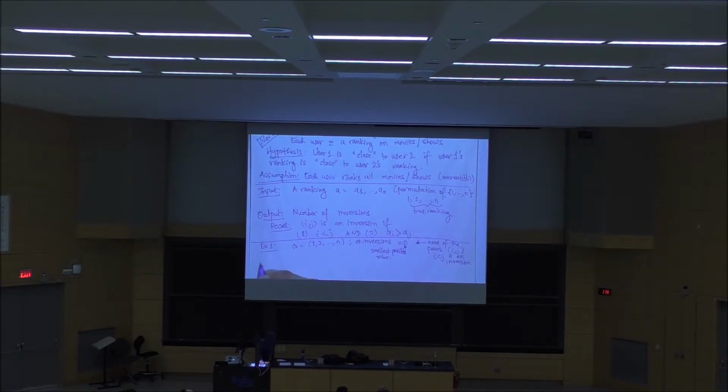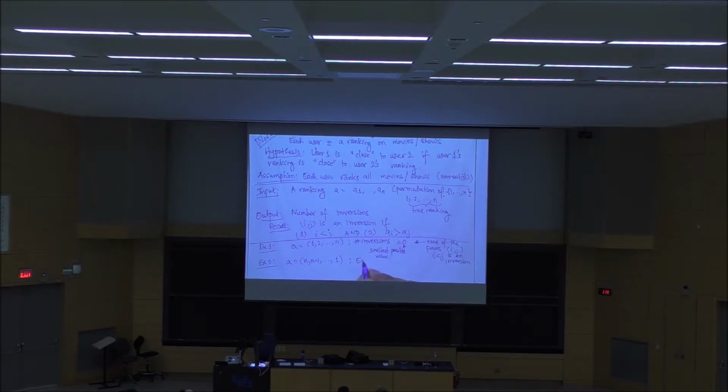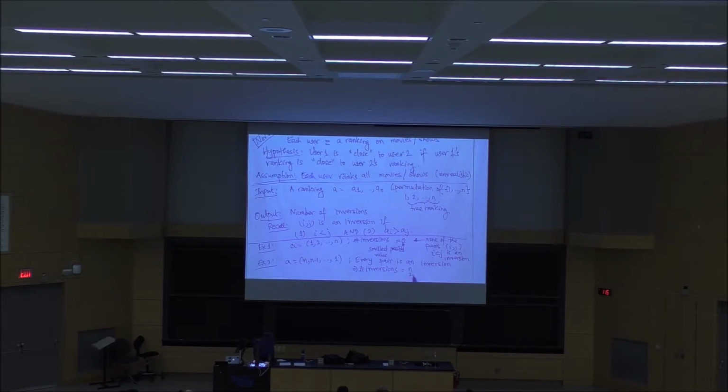All right, let's look at an example where A1 to AN is in the exact reverse order of 1 to N. So I have N, N minus 1, all the way down to 1. In this case, for any two positions, the value at the smaller index is larger than the value at the larger index. So every pair is an inversion. That implies the number of inversions is the same as the number of possible pairs (i, j) with i strictly smaller than j, and that's n choose 2. And this is the maximum possible value.